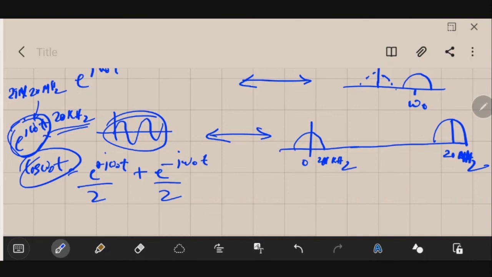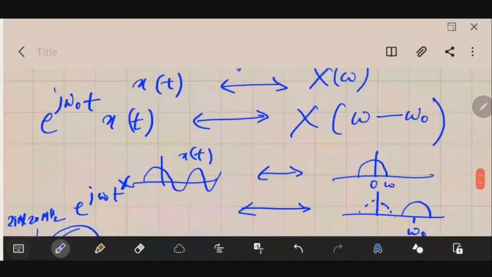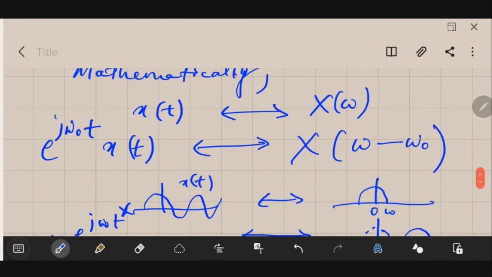So when you multiply cos omega 0 t with any signal, it shifts that signal towards the right as well as the left, because here you could see there are two signs in the j omega 0 t: once positive, once negative. So it is shifting it on both sides. And because of this property, we are able to modulate the signal. You could understand the significance of this particular property. Okay, got it?